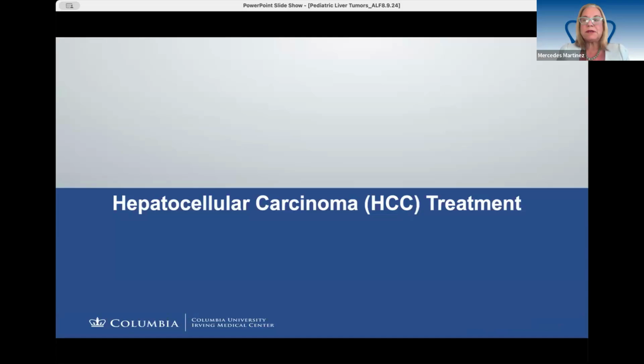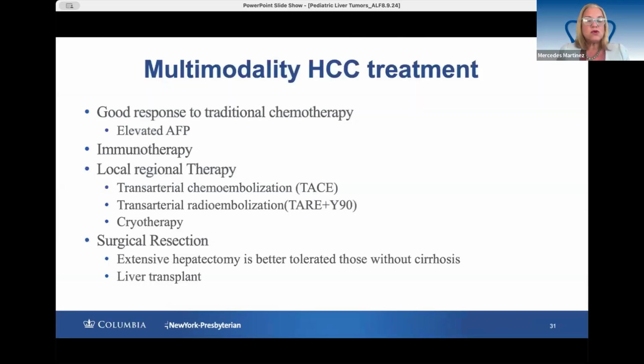Then how do we treat the hepatocellular carcinoma? It's also a multimodality treatment. Very important to remark that pediatric patients enjoy good response to traditional chemotherapy. Adult patients, you will never think about sending a patient for chemotherapy, but pediatric patients, you must. And this is mainly very relevant for patients with elevated alpha-fetoprotein. We can also use immunotherapy. There are a lot of new medications that train your immune system to fight the cancer.